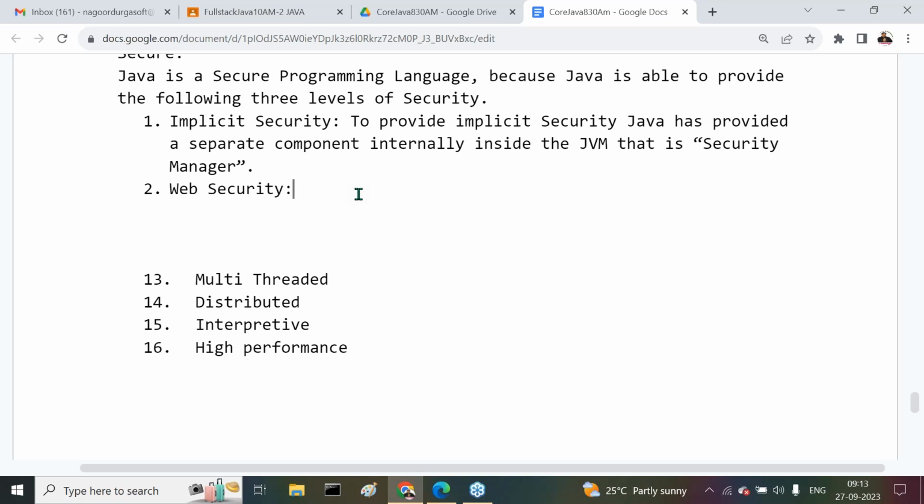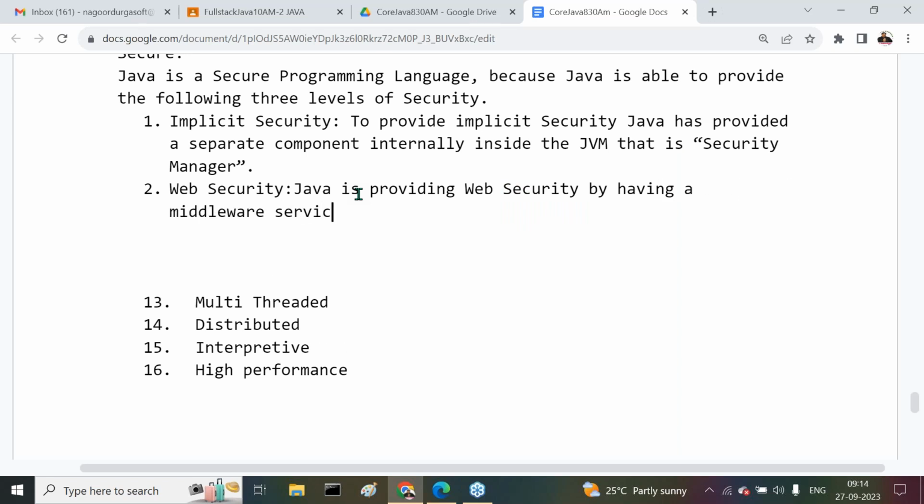All right, now the point here: Java is providing web security by having a middleware service internally. What is that middleware service? A middleware service internally in the form of JAAS. Guys, now tell me, what is the meaning of this JAAS?